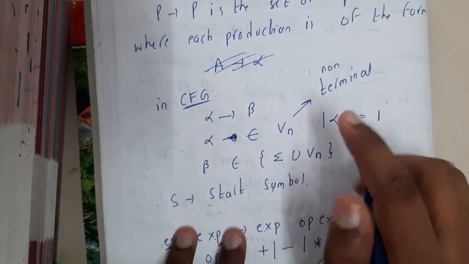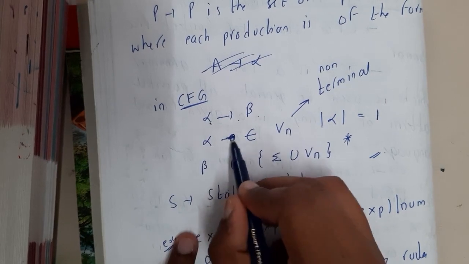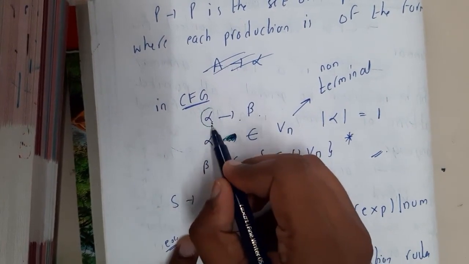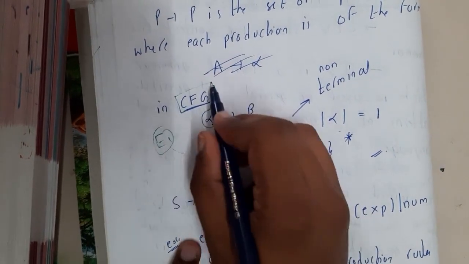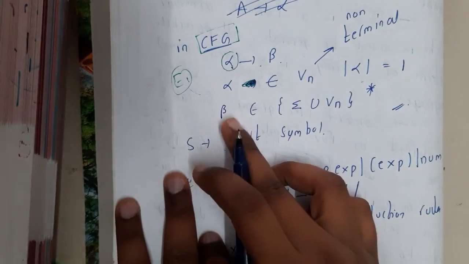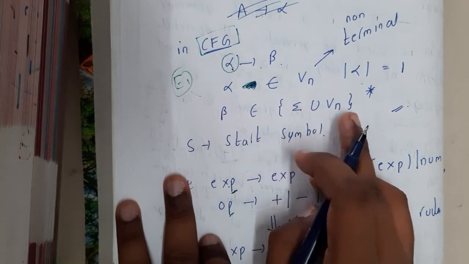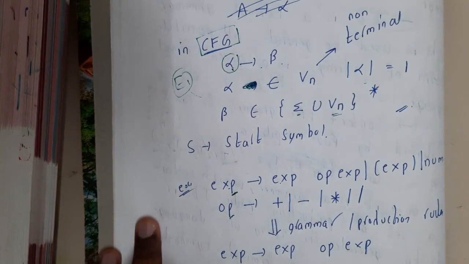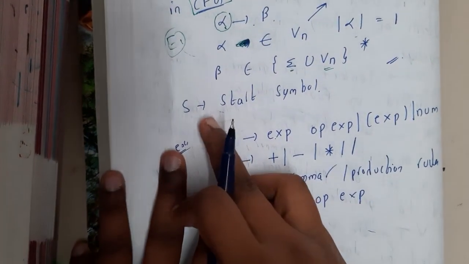The production rules will be in this way in CFG: alpha tends to beta, where alpha belongs to V of n. V of n is the non-terminals. So on the left hand side, there should always be a single non-terminal. That is the single rule of a context-free grammar, please remember that. Whereas on the right hand side, beta can be anything, sigma union V of n. Sigma is any symbol with respect to V of n, where V of n is the non-terminals. S indicates the start symbol.